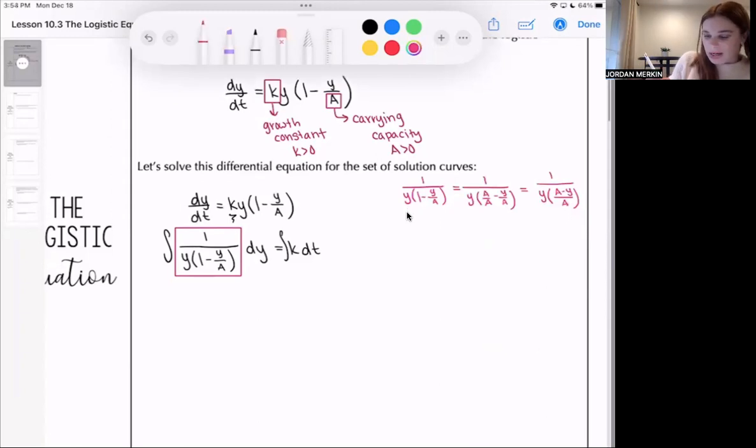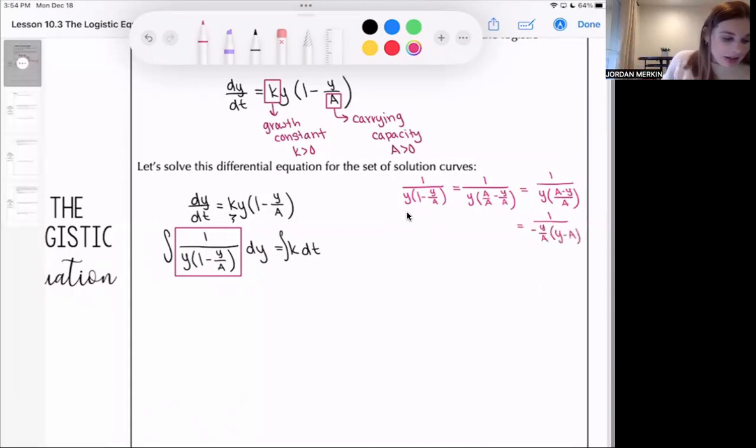Now, what I can do is rewrite this as, oh, we can pull out an A. Let's actually pull out a negative 1 over A, because I want to flip-flop that A minus Y situation. So we end up with negative Y over A times Y minus A.